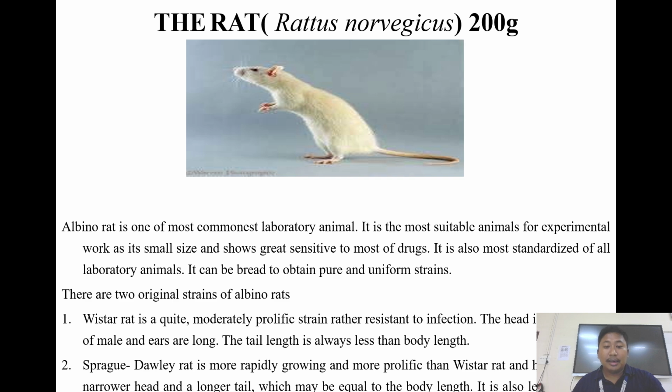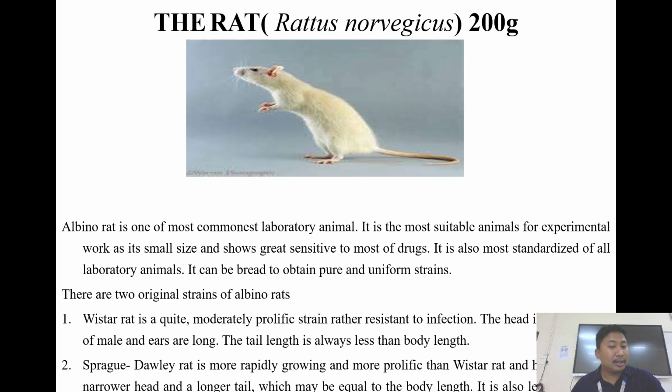Furthermore, we can breed or obtain a pure and uniform strain from the rat. Due to its small weight, captivity is easier. There are two strains that we mostly use in pharmacological experiments. One is the Wistar rat and the second one is the Sprague Dawley rat.